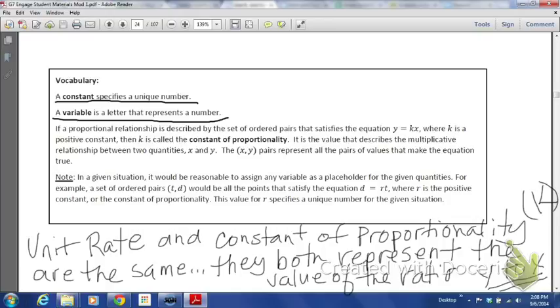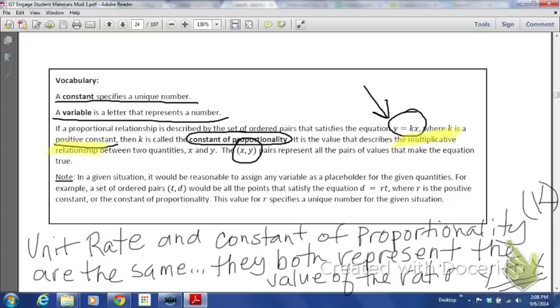I'm reading here: if a proportional relationship is described by the set of ordered pairs that satisfies the equation y equals k times x, where k is a positive constant, then k is called the constant of proportionality. That's what we talked about before. It is the value that describes the multiplicative relationship between two quantities x and y. The xy pairs represent all the pairs of values that make the equation true. So you could have numerous xy pairs that would make an equation true, based on having this constant of proportionality.